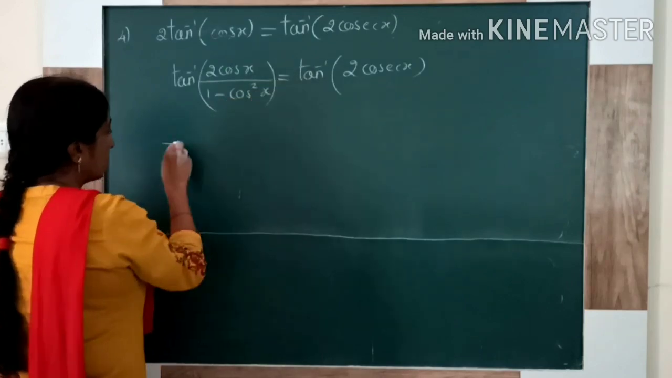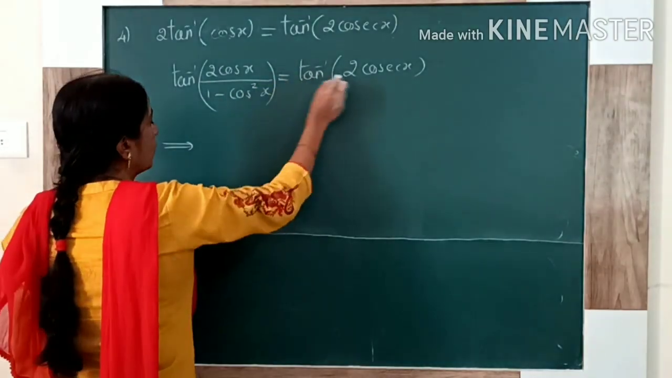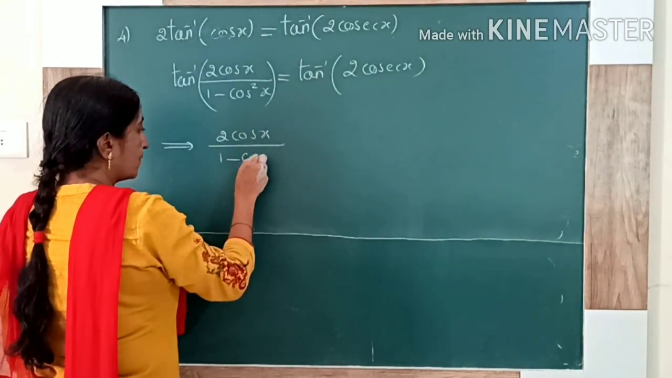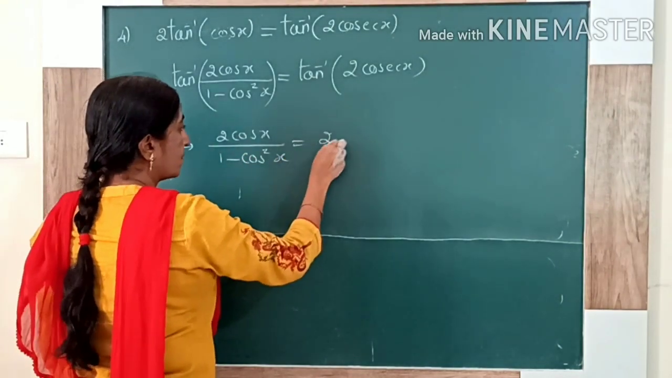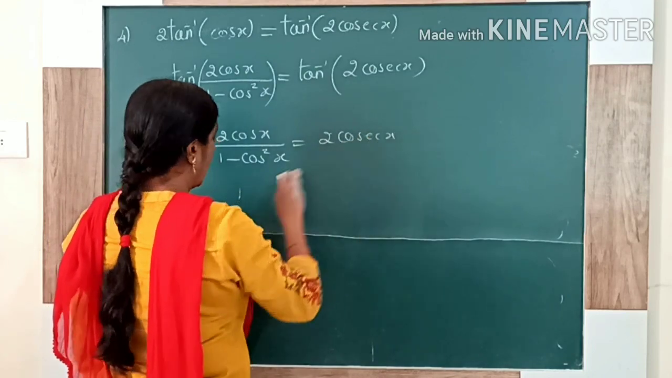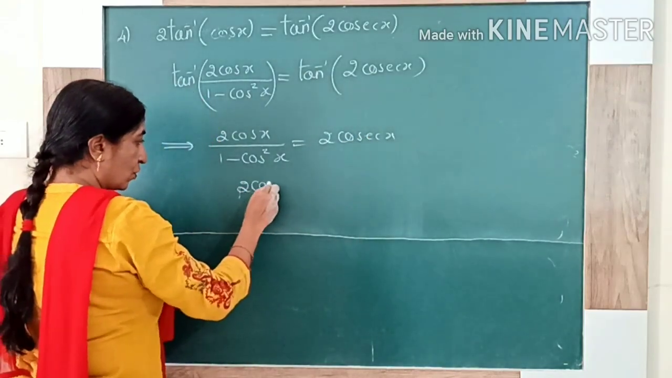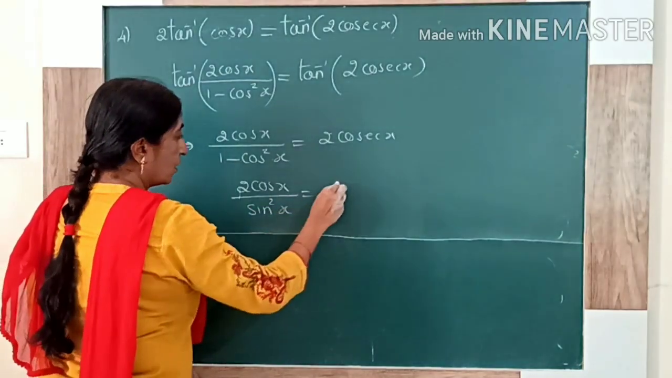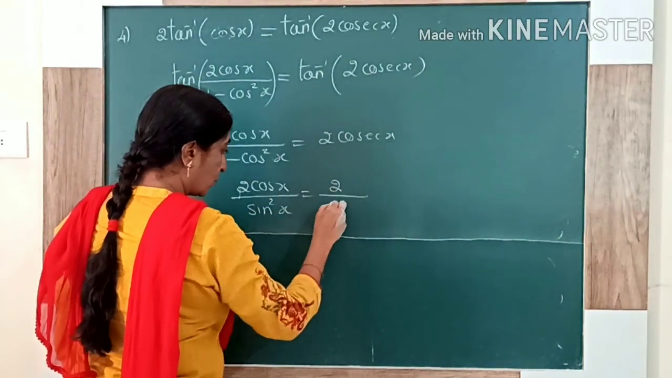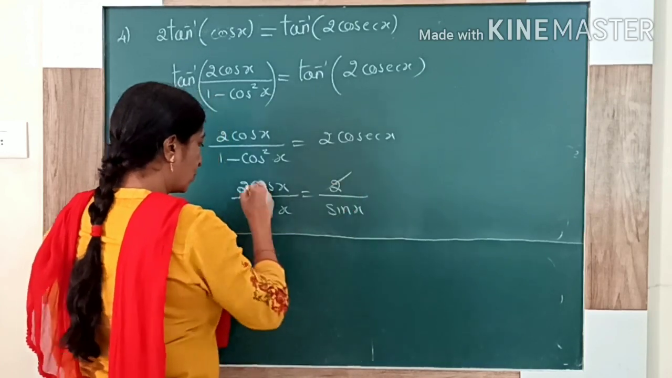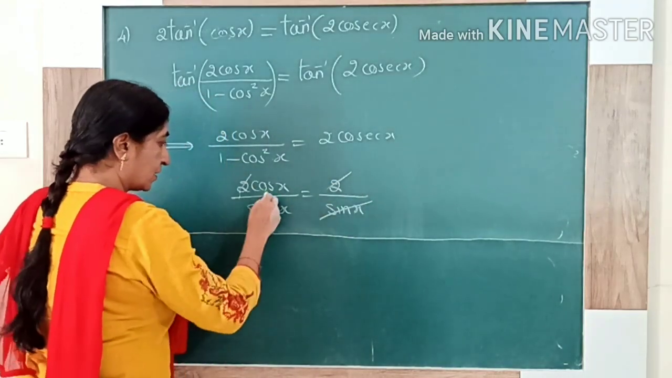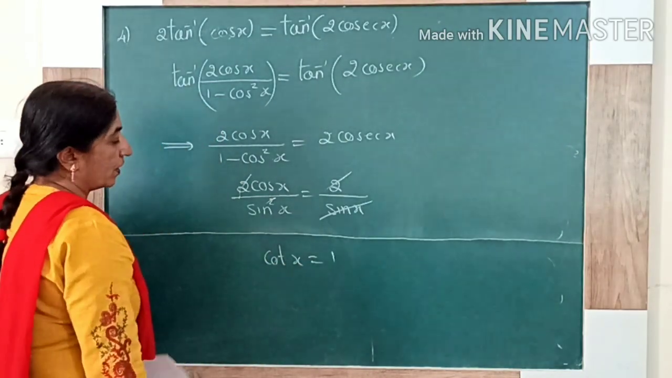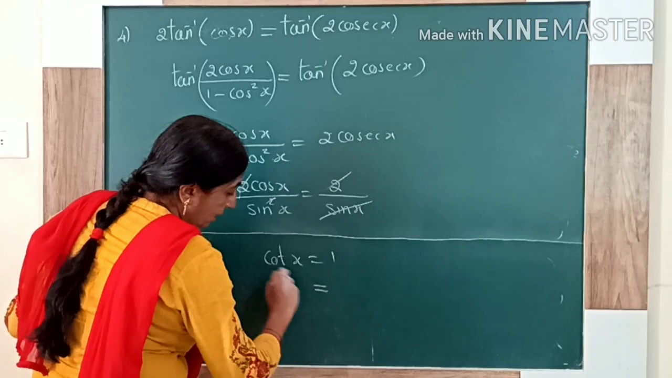This implies we are equating these values. Cos inverse on both the sides gets cancelled. I hope all of you are following. 2 cos x, 1 minus cos square x is sin square x. Cosecant is 1 by sin. 2 gets cancelled, so 1 sin is cancelled with this, cos by sin is remaining, that is cot x is equal to 1. So cot x is equal to 1.